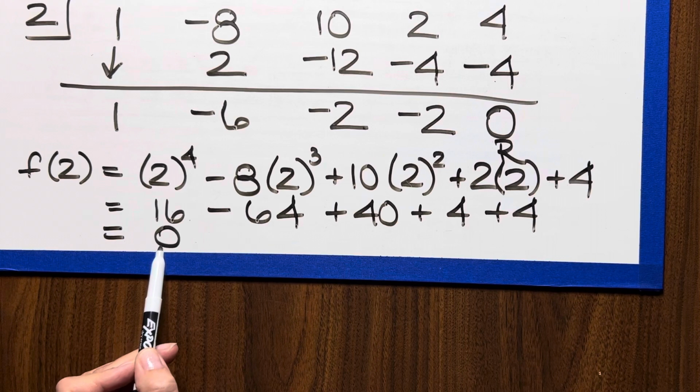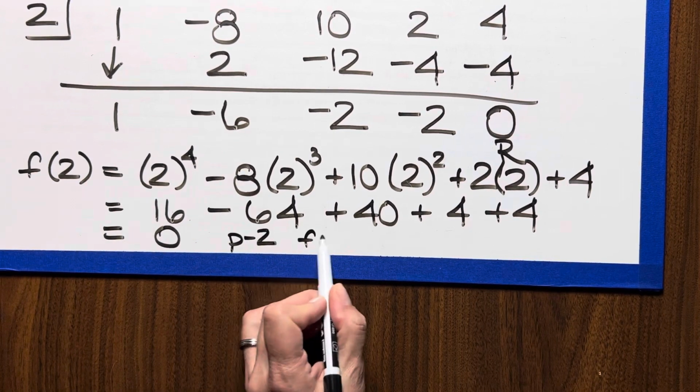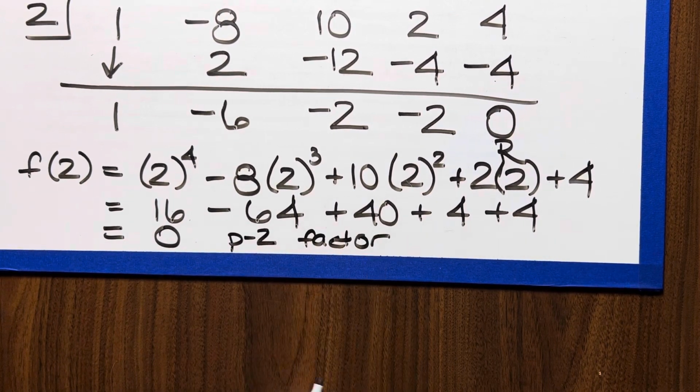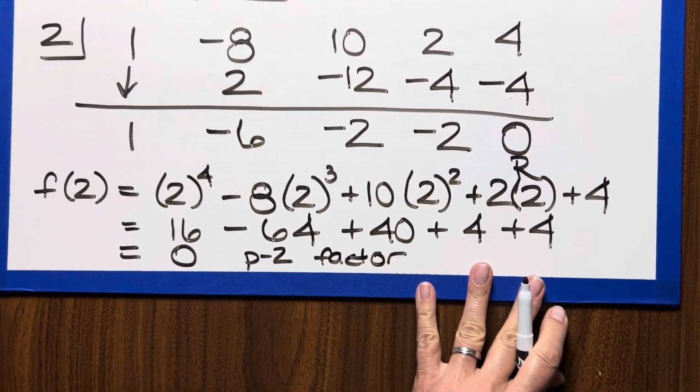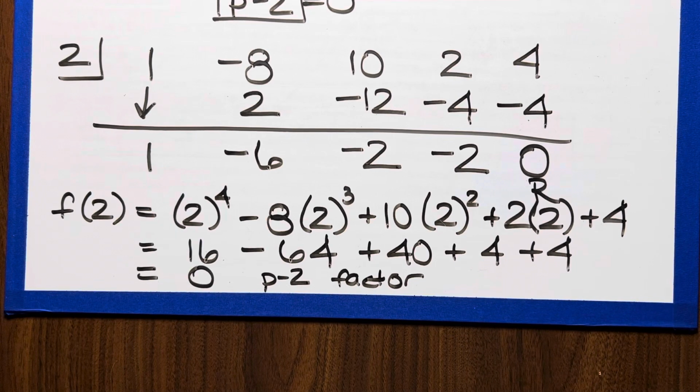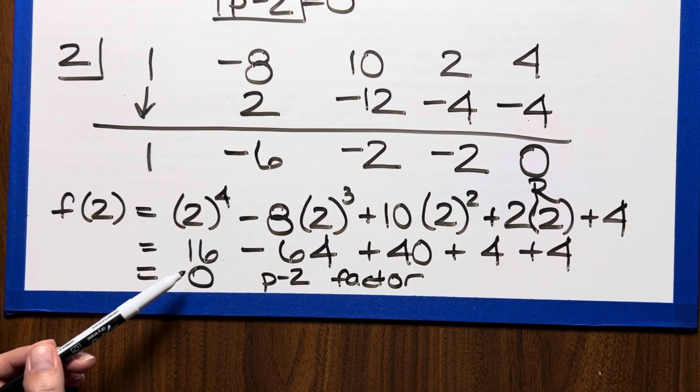And if I get a 0 when I evaluate it, that's another way for me to know, oh, the remainder would be 0 if I divided. And that also tells me that my p minus 2 is indeed a factor of my polynomial because I had no remainder. So that's another example of how you can determine whether or not something is a factor of a polynomial using, in conjunction, synthetic division and also substitution.